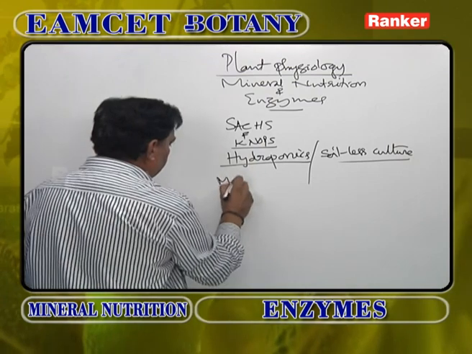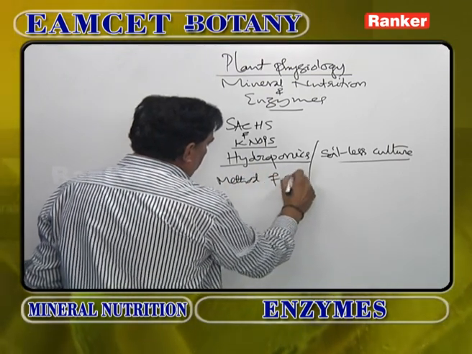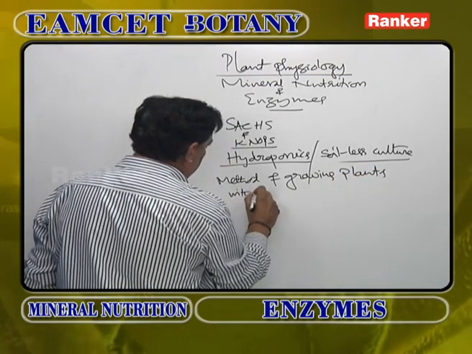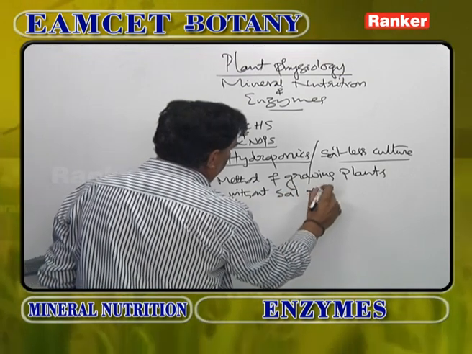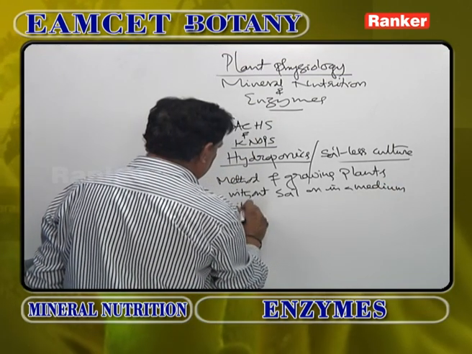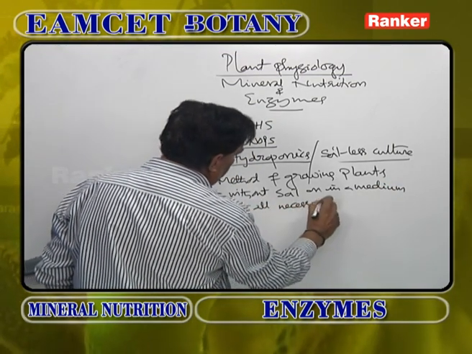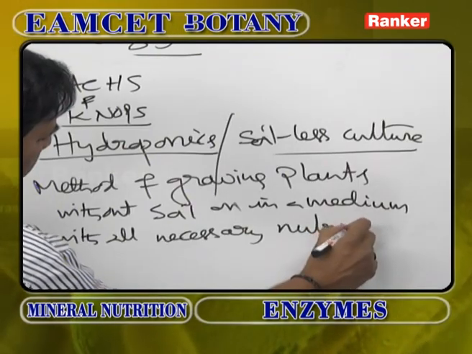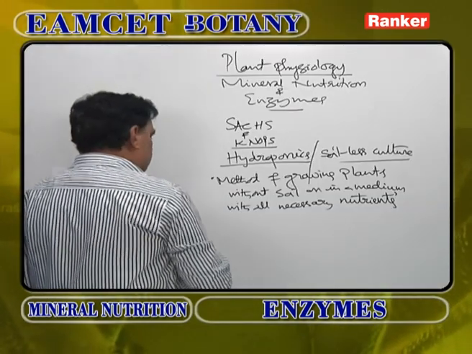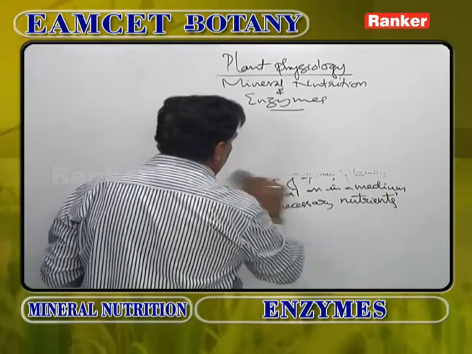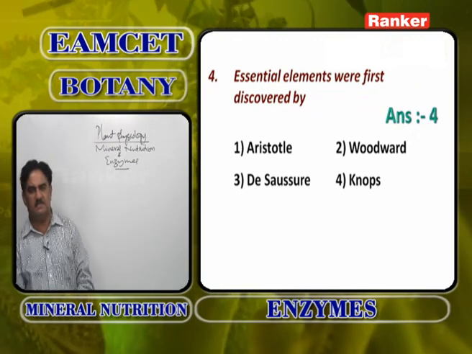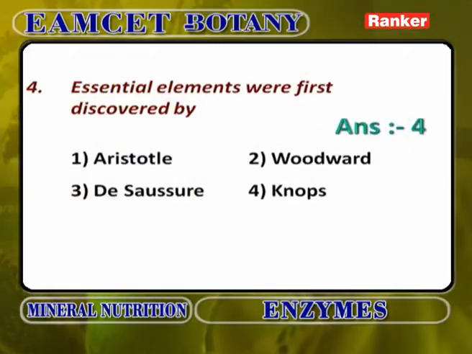That means the method of growing plants without soil, in a medium with all the necessary nutrients. If all the necessary nutrients are added to water, then you will definitely make the plants grow very well. This concept is called hydroponics, and that was proposed by Sachs and Knox. So essential elements were first discovered by Sachs and Knox.